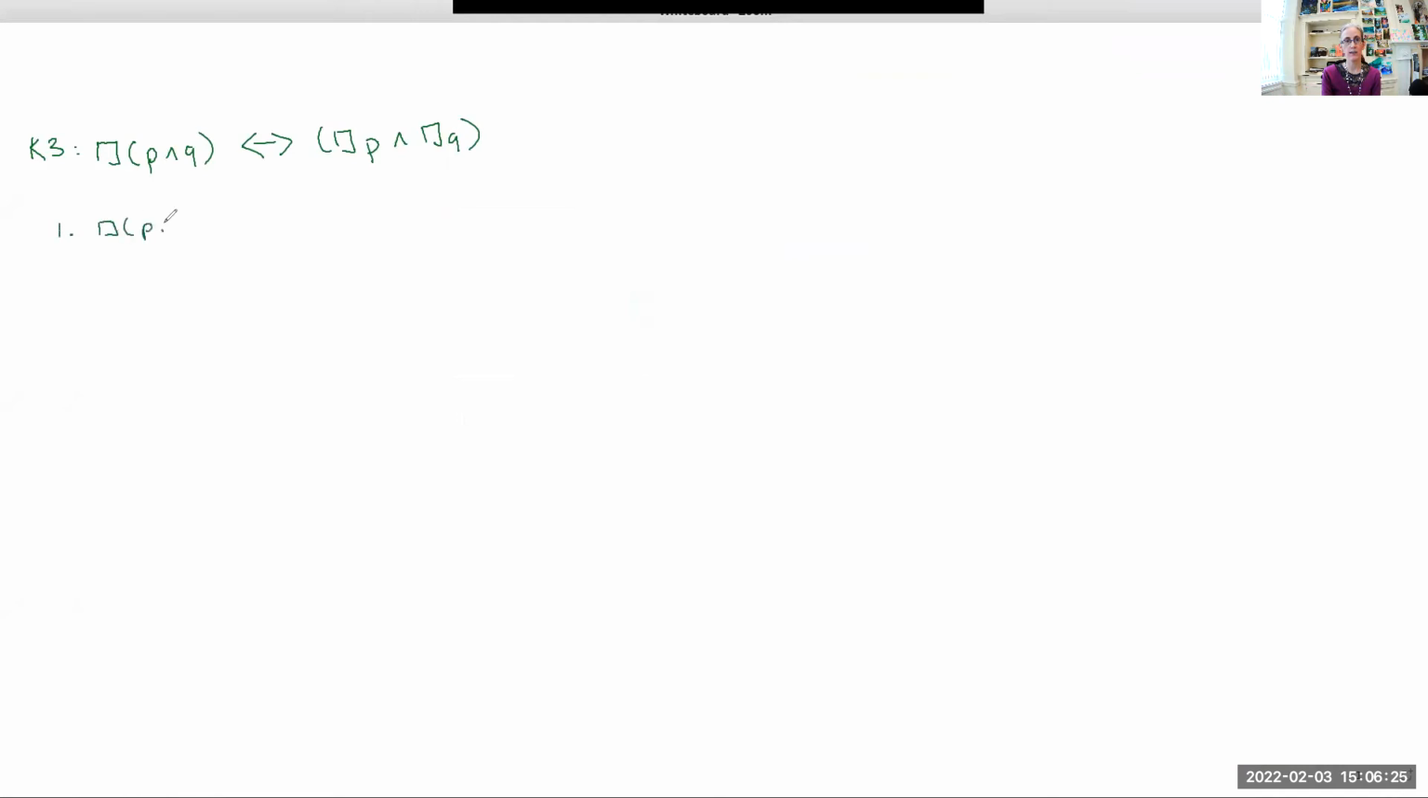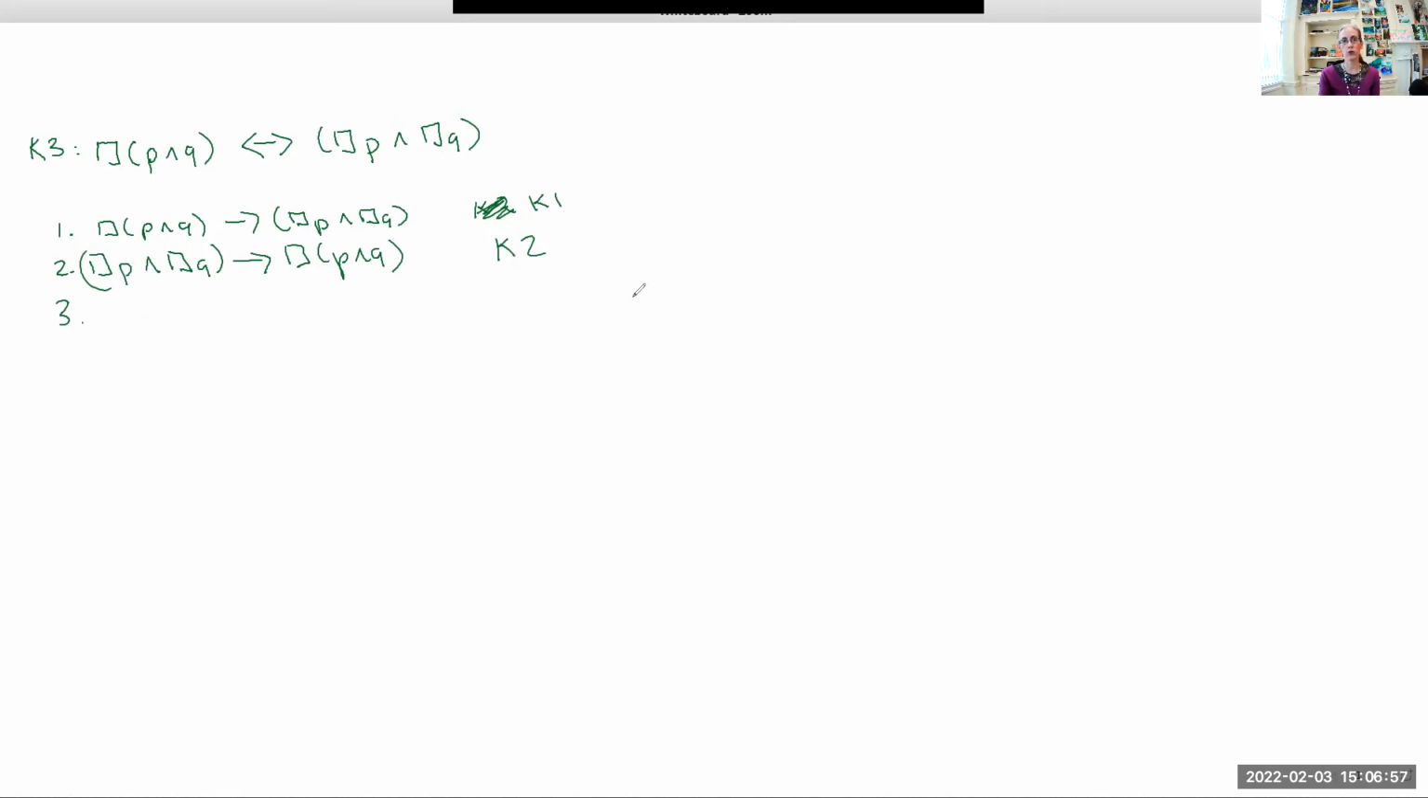First, we have that necessarily P and Q implies necessarily P and necessarily Q. And this was our first theorem. This was K1. And then the converse of it, that necessarily P and necessarily Q implies necessarily P and Q, is our second theorem, K2. Now, propositional logic says if you have two conditionals, one of which is the converse of the other, then you can put them together into a biconditional.